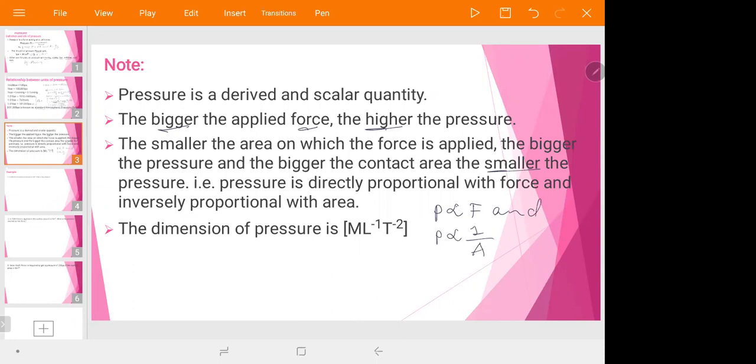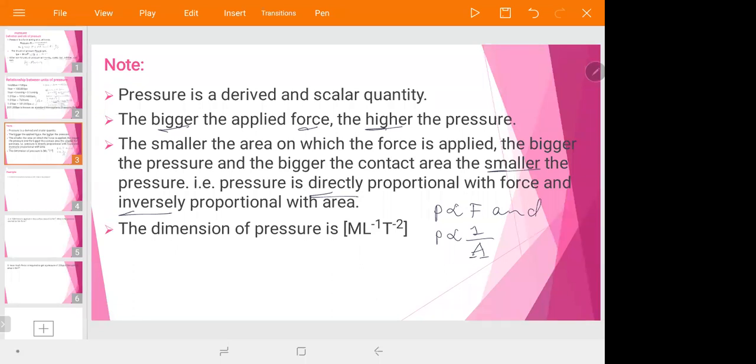That means as force increases, pressure increases. As force decreases, pressure decreases. As area increases, pressure decreases. As area decreases, pressure increases. So we can conclude this: directly proportional and inversely proportional. You know what directly proportional and inversely proportional mean in this case.